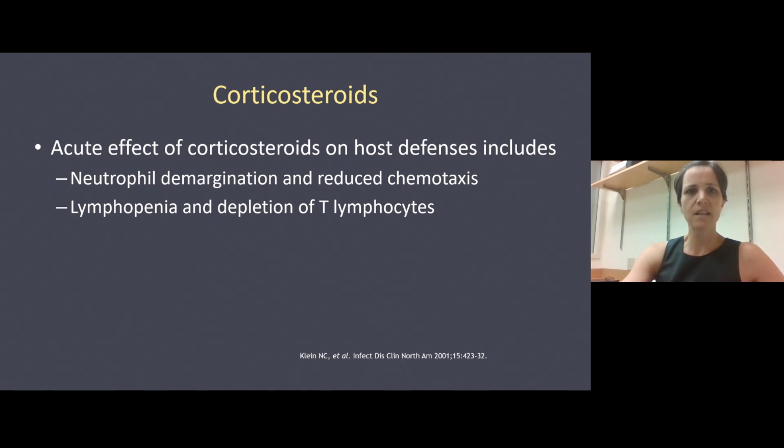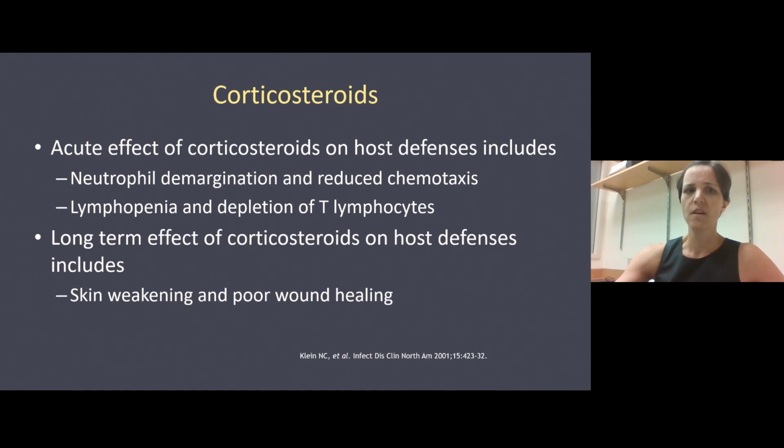So steroids, the acute effect of steroids on host defenses includes neutrophil demargination, which causes the high white cell count, and reduced chemotaxis. Lymphopenia and depletion of T lymphocytes also happens. These effects are why they're so useful. A less useful complication or effect of steroids is that it causes skin weakening and poor wound healing when you've been on them for a while.